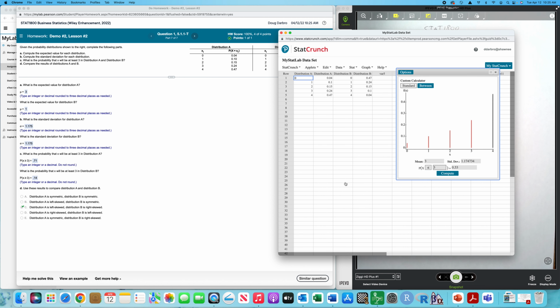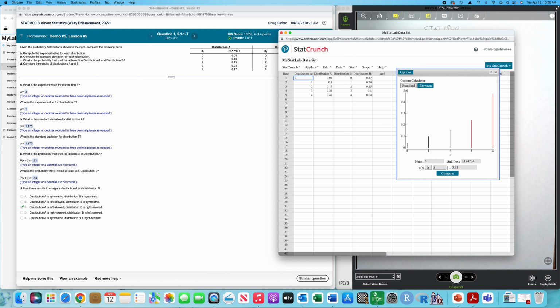Now you can see that we get a left skewed distribution. And we have a mean of 3, which I've entered right here. And we have a standard deviation of 1.175, which I've entered right here. Now, another question about A is part C. What is the probability that X will be at least 3? So I can come down and change this to at least, which is greater than or equal to. Hit Compute, and you see I get 0.71.